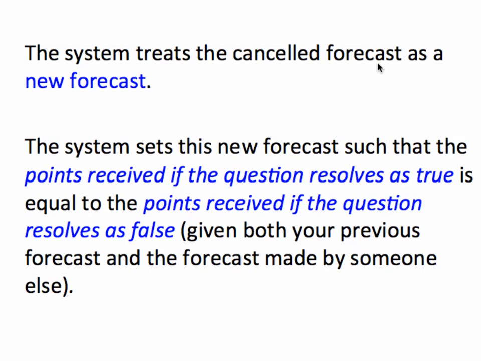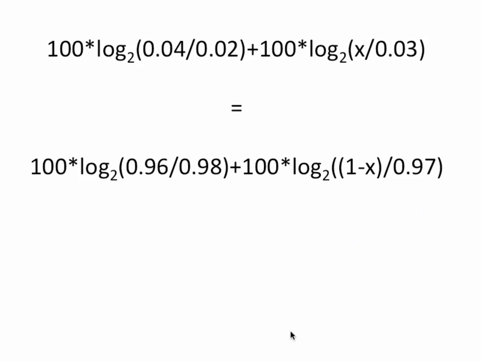The system now treats this canceled forecast as if you're making a new forecast, and it sets this forecast value such that the points you receive if the question resolves as true is equal to the points you receive if the question resolves as false. So, we have on the top of this equation the if-true score, which is obtained by adding the if-true score of the original forecast when we moved to 0.04 from 0.02 to the if-true score of the new quote-unquote forecast displayed as X here, which represents when we move the forecast to X from 0.03. This is set equal to the sum of the if-false score of the original forecast and the if-false score of the quote-unquote new forecast.